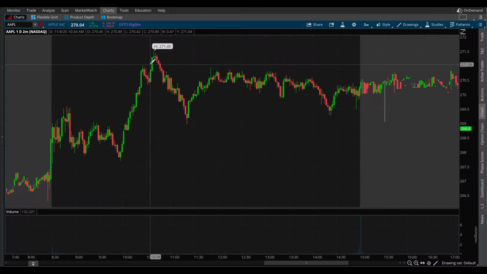Now, the next phase, of course, is going to be distribution. This is when large players start selling into strength while retail continues buying. Volume may also increase, but progress is slow, and price forms range-bound patterns. And with that, market sentiment remains overly bullish even as momentum fades.